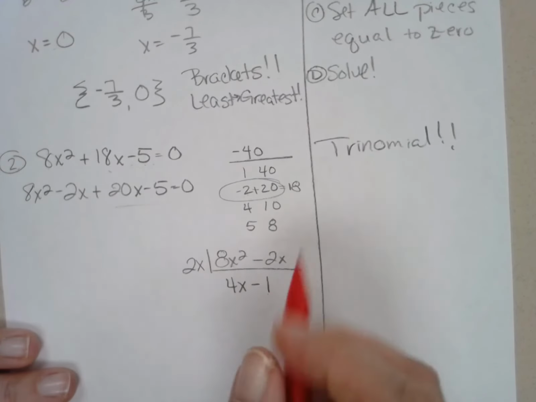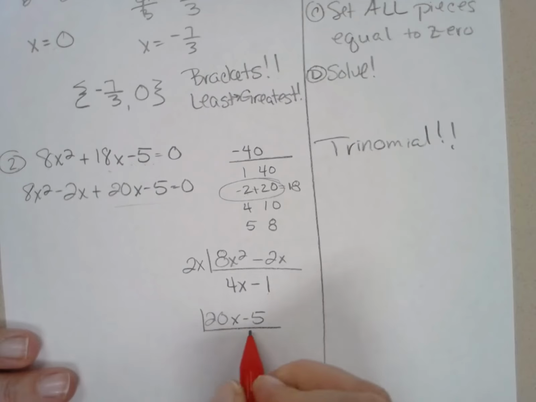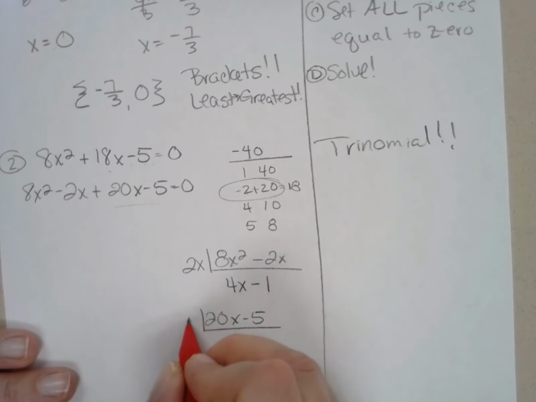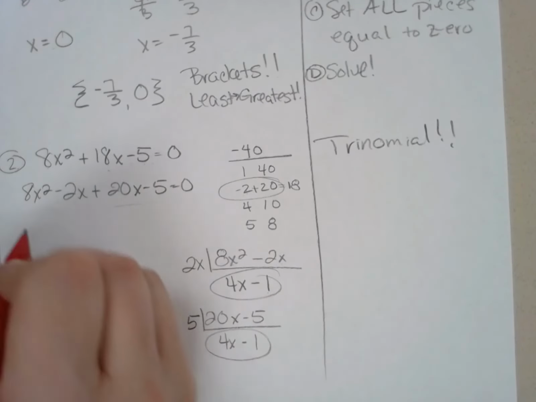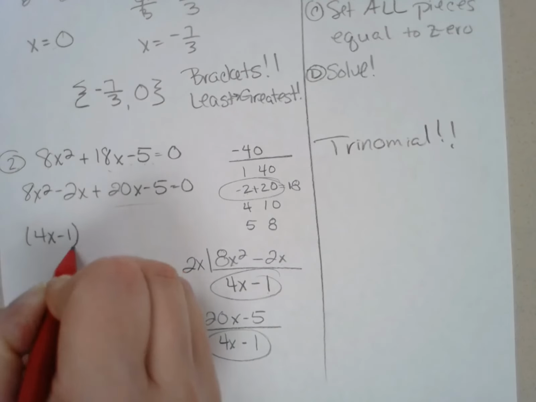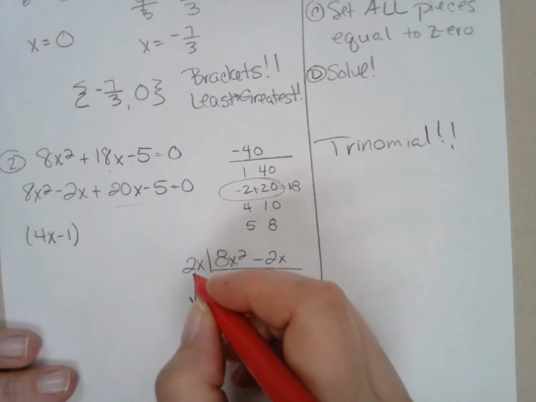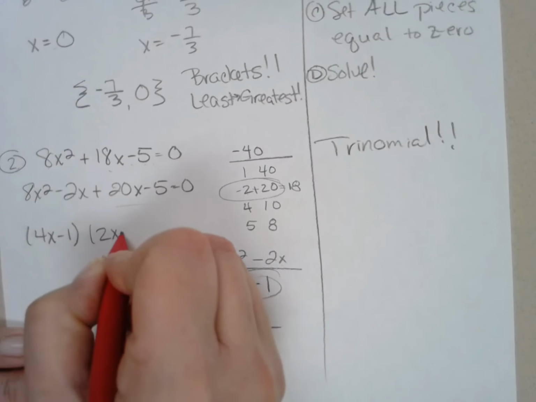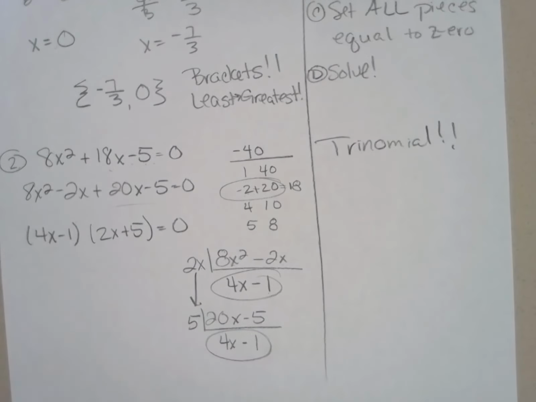So now I'm going to take the second half, 20x minus 5, and I'm going to factor that out. The only number that these two things have in common is that prime number of 5. So I'm going to factor that out, and that's going to leave me with 4x minus 1. So these two things match, so that makes the first half of my answer. And then I take these two things and I connect them. This is a 2x and a positive 5. So I put those in a set of parentheses together.